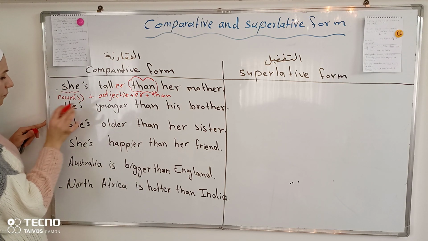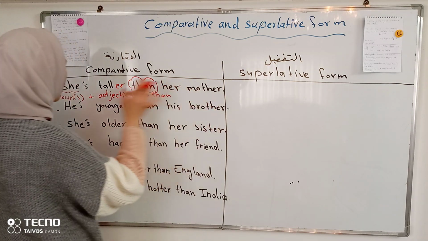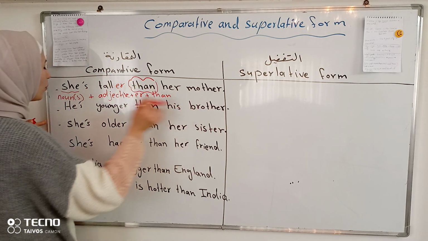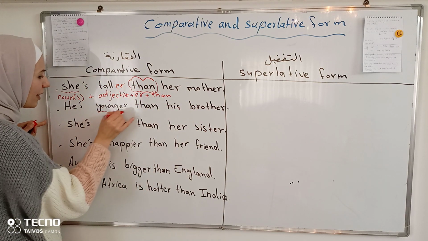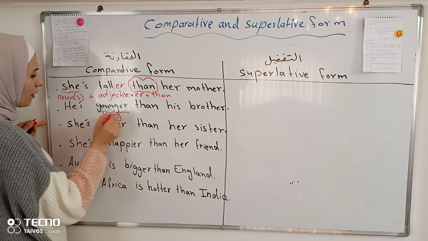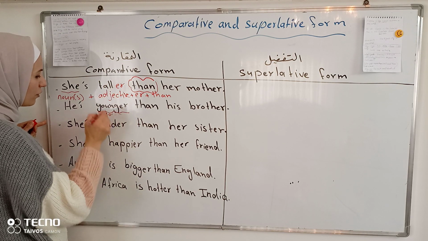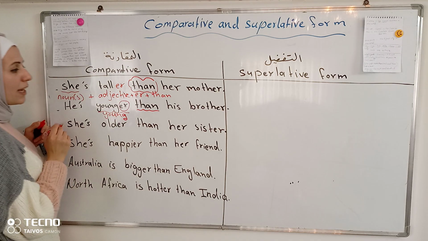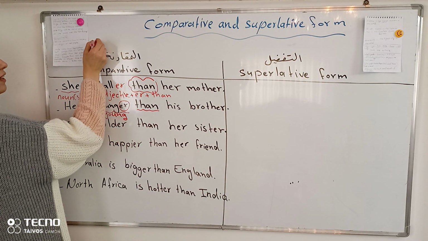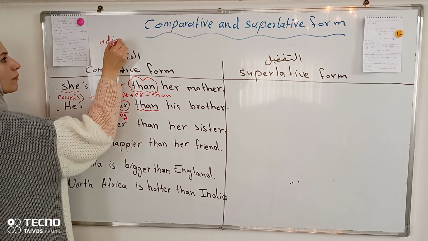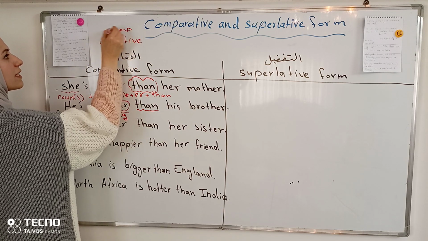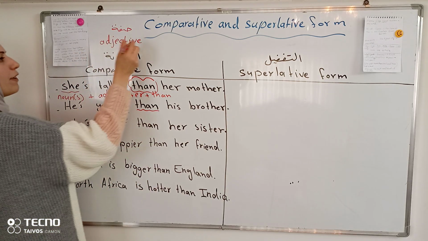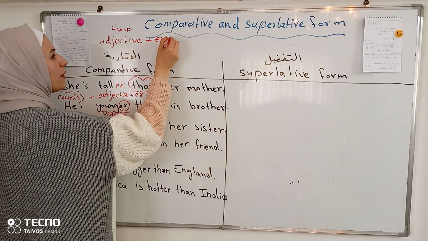Same thing: he is younger than his brother. He is younger than his brother. Where is the adjective here? Younger, which is young, plus er plus than. In the comparative form, the adjective, meaning the describing word, like tall, young, old, happy, big, hot, we add er plus than.